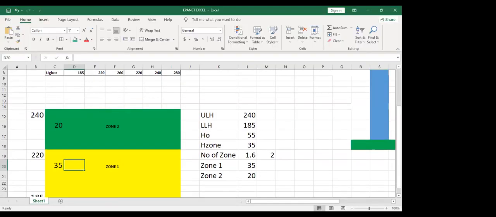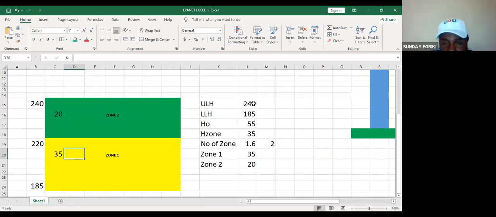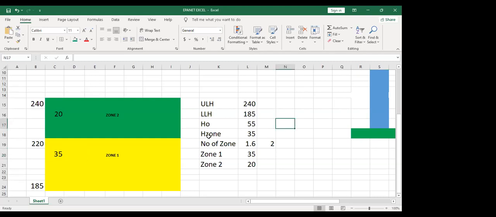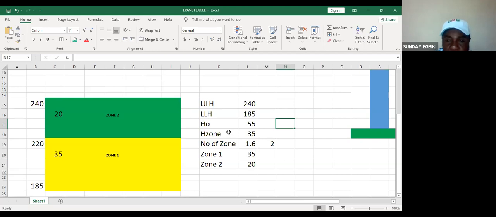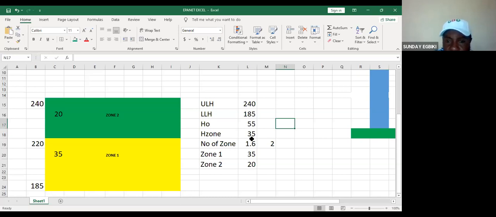Now you know how we get the upper limit of housing, which is 240. We get it from the map. The lowest limit of housing is 185. So the upper limit of housing and lowest limit of housing give this 55, correct? Now you know how we get this height of zone, which is SP maximum minus SP minimum minus HF minus elevation difference, the formula we showed just now. When we get this, then we get this 35.